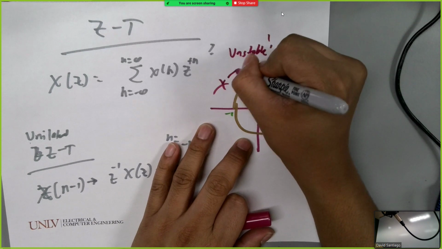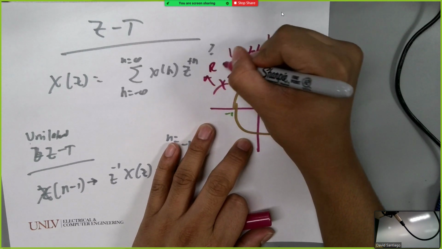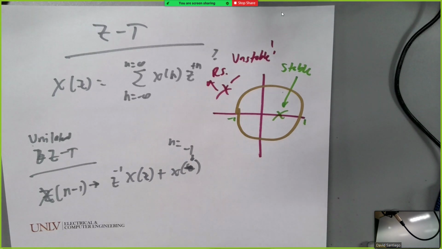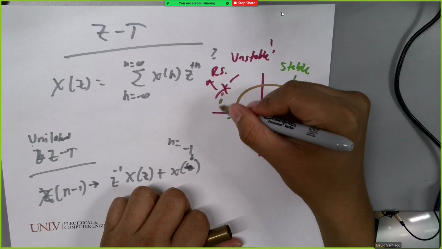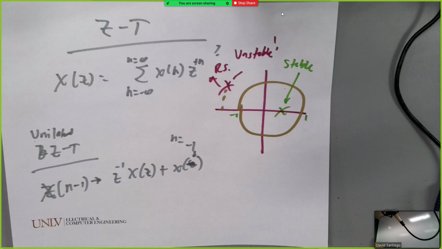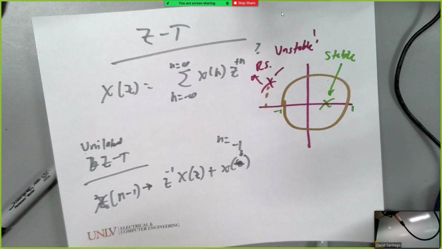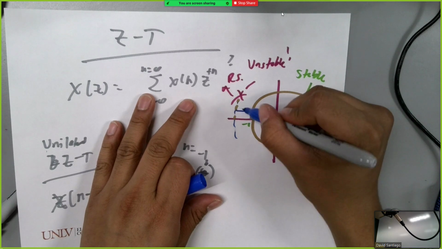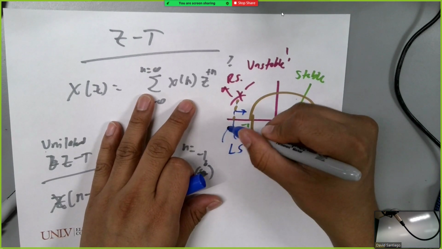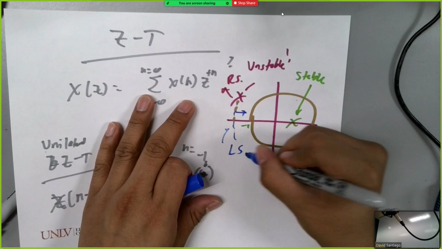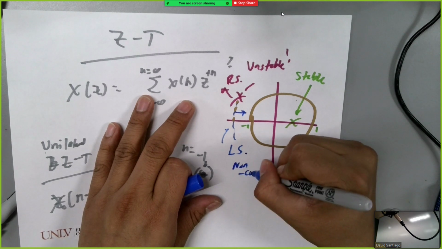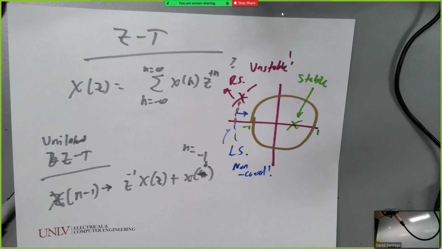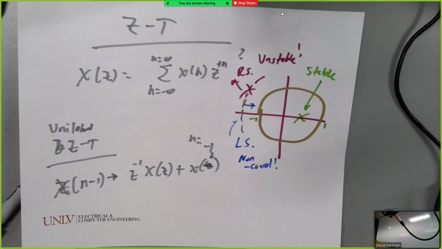If I were to go right-sided, okay? But how do you make this stable? Or not? Or how do you see? How do I make this stable? If I wanted to, you would have to go left-sided. Okay, but it would be non-causal. Making sense?